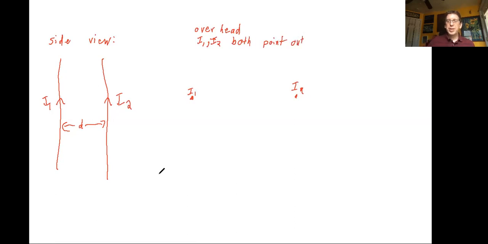So let's figure out the magnetic field due to I1. We'll call that B1. From the right-hand rule, the thumb points in the direction of the current and your fingers curl in the direction of the magnetic field. So it's going to be counterclockwise from our vantage point.